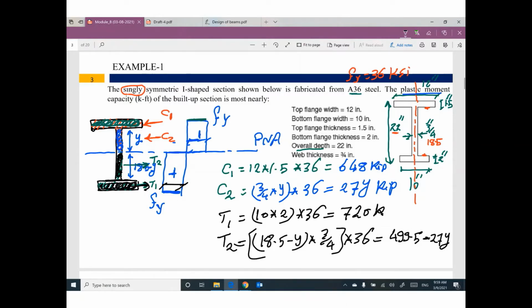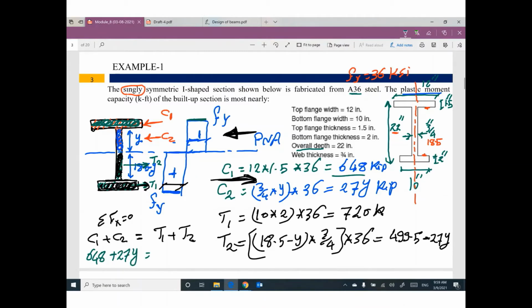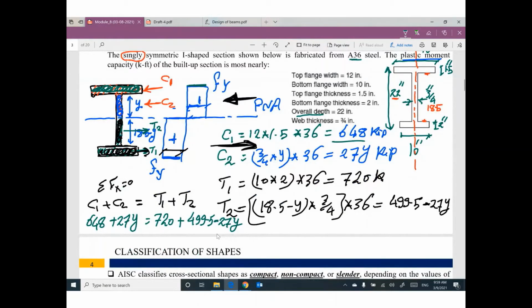We learned from concrete design, if you apply summation Fx equals 0, we must have C1 plus C2 equal T1 plus T2. The compression on this side of the cross section must equal the tension on this side of the cross section. Okay, go ahead and put in your numbers. We have 648 plus 27y equal T1, 720 plus 499.5 minus 27y. I think the only unknown in this equation is y. I can figure it out.